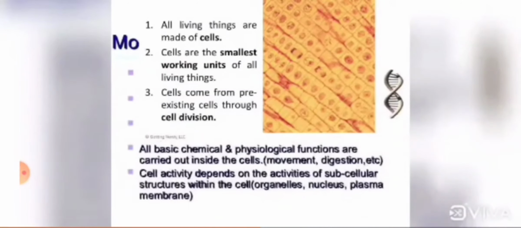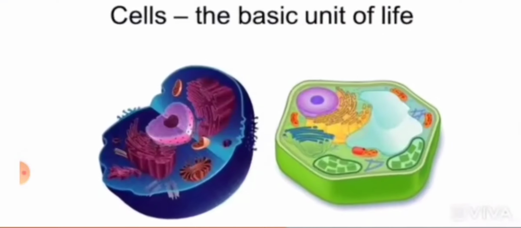Cells are the smallest working units of all living things. Cells come from pre-existing cells through cell division. All basic chemical and physiological functions are carried out inside the cells. Cell activity depends on the activities of subcellular structures within the cell.